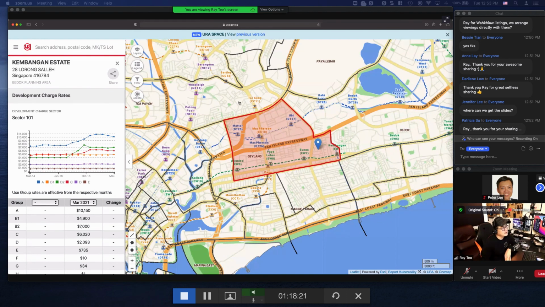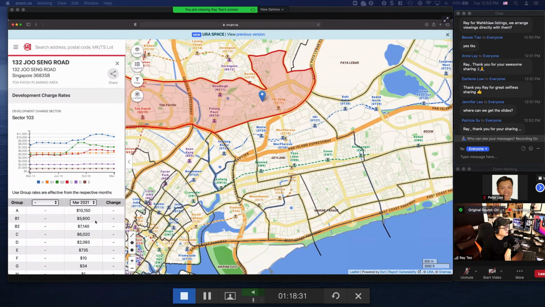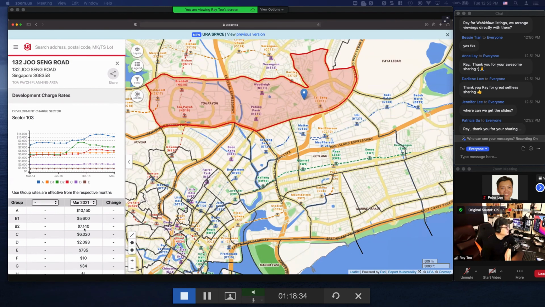Or you can click on this, sector 103. 103 is Potong Pasir, Woodleigh, Tai Seng, or Toa Payoh. Sector 103: 5,006 for B1 landed. For condo it is 7,140. This is per square meter.